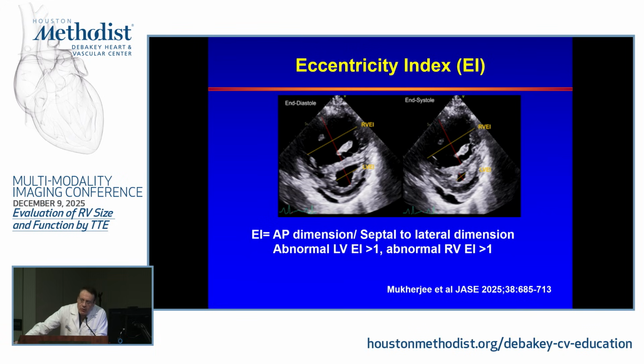Causes of RV volume overload are, we're not going to say mild or moderate, these will be severe lesions usually: tricuspid regurgitation, pulmonic regurgitation, atrial septal defect, anomalous pulmonary venous return. Pressure overload, high RV systolic pressure, so either pulmonary hypertension or significant degrees of pulmonary stenosis, be it supravalvular, valvular, or subvalvular.